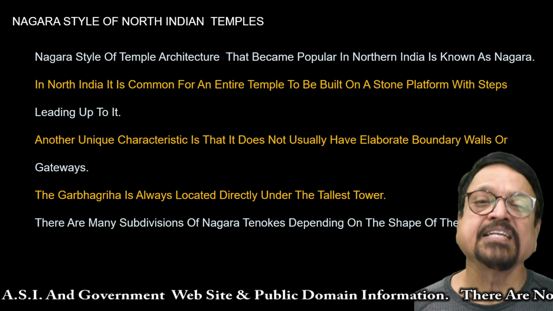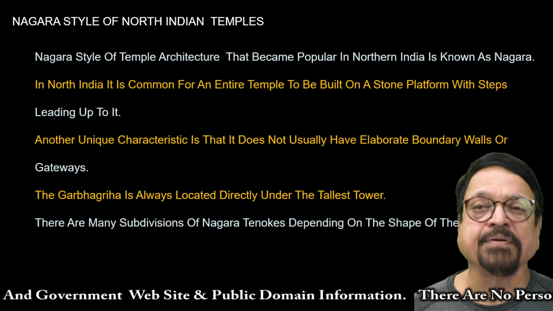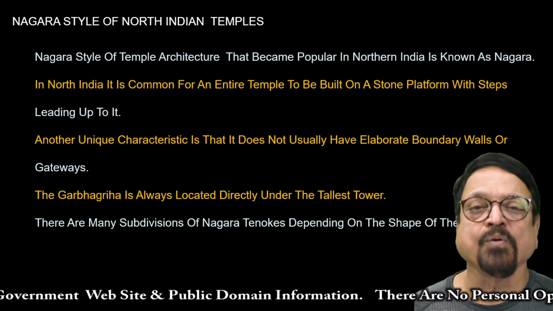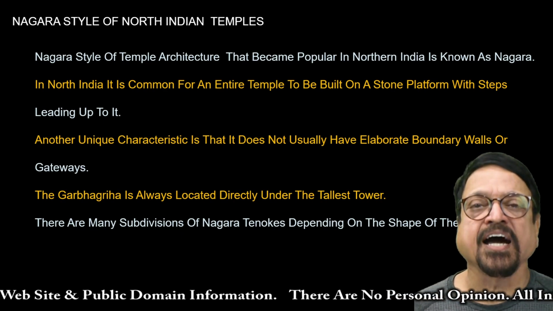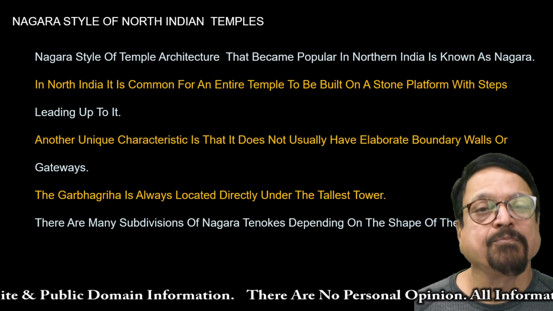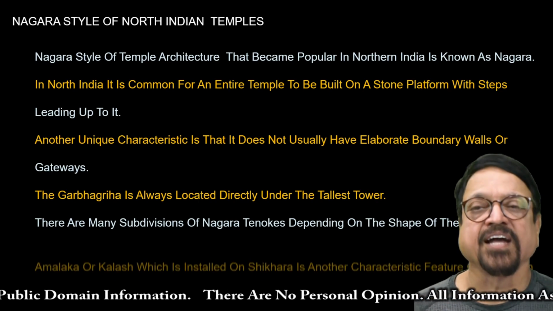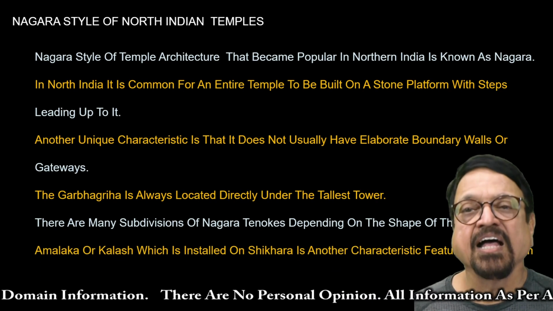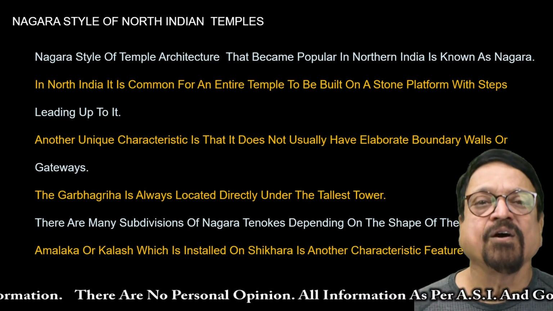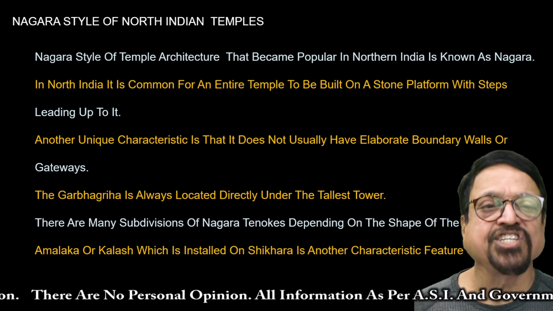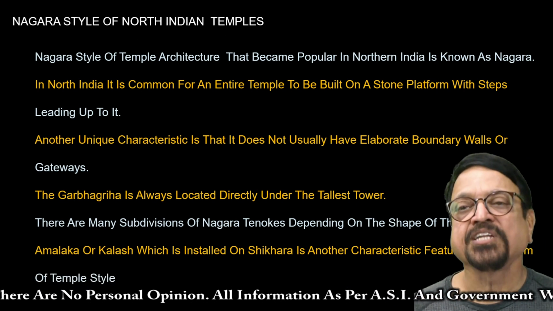The Garbhagriha is always located directly under the tallest tower. In both the styles, whether Nagara or Dravidian, right below the tower you should find a Garbhagriha. There are many subdivisions of Nagara type depending on the shapes of the Shikhara. Amalakha or Kalasha, which is installed on the Shikhara, is another characteristic feature of this form of temple.